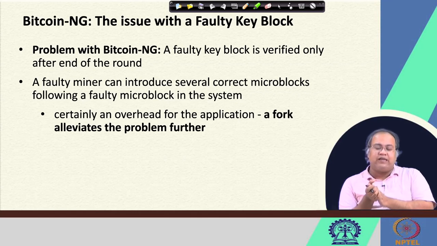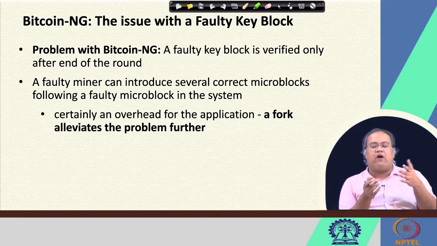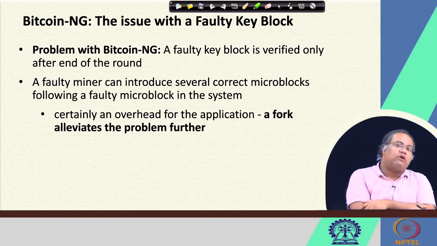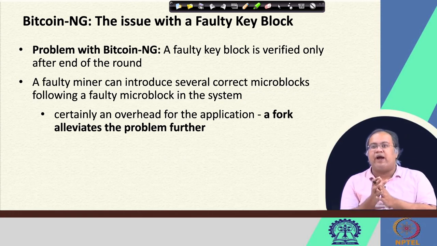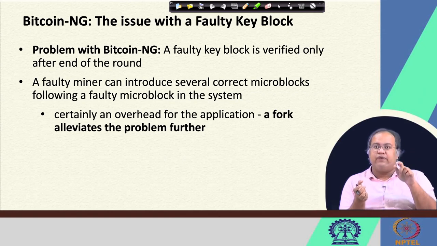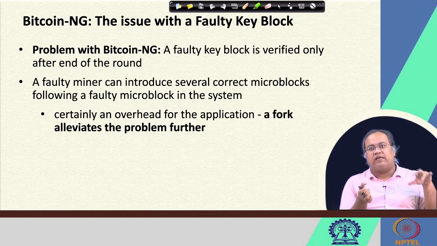This is the kind of overhead I mentioned, and if I have a fork, that alleviates the problem further. So, I have a micro block fork and maybe that forked micro block is faulty. Then the majority of the participants are not going to validate that, maybe one or two of them are going to identify that the micro block is faulty. But in the system, I need to ensure that for the miner who has added that faulty micro block, even if it is a part of the fork network, all the existing micro blocks and key blocks corresponding to that miner in that round need to be removed.